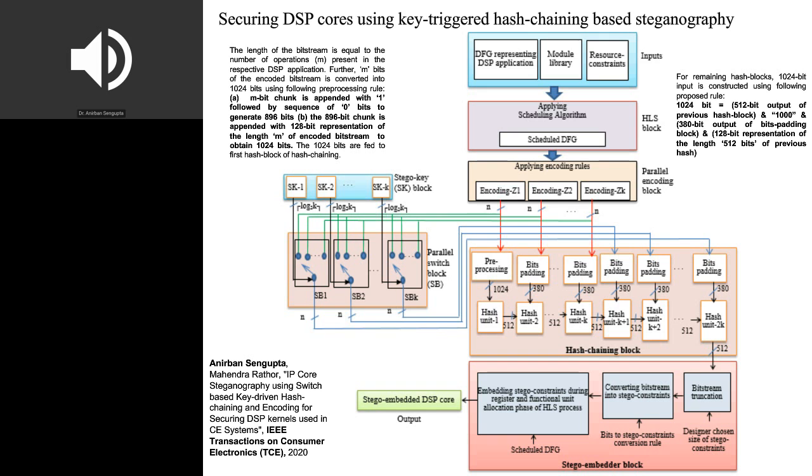Okay, and this goes through the process of the hash chaining block to produce a bit stream, which is then further subjected to bit stream truncation according to the choice of the designer to generate the hardware security constraint that needs to be digitally implanted into the DSP. And this finally produces a stego embedded DSP core as an output.